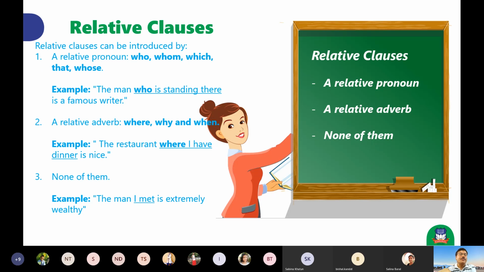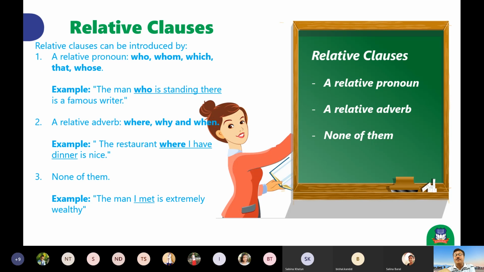Or sometimes none of them, without any relative pronoun also there can be a clause. Like the man I met is extremely wealthy. The man I met is a clause there, but there is no relative pronoun or relative adverb. However, this is a clause. The man is extremely wealthy is the main clause. I met, this is a subordinate clause. So this way also it can be. Okay. So these are the three different ways.